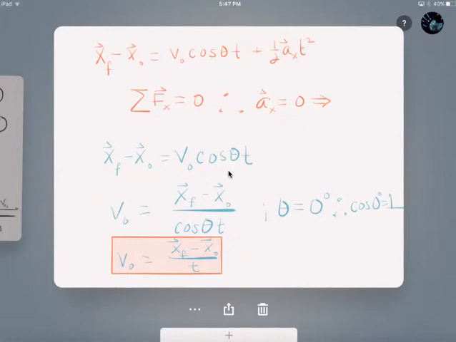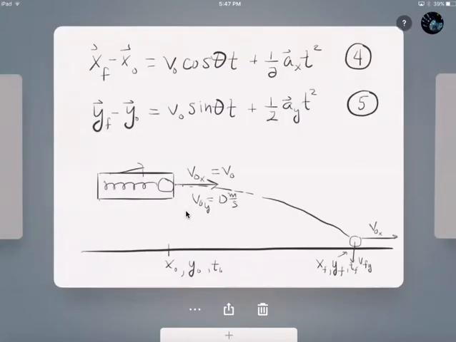Last video, we actually looked at the initial velocity. We are going to find our initial velocity based on the displacement in the x direction and the time of flight. So, how can we find our time of flight? This is how we're going to find our time of flight.